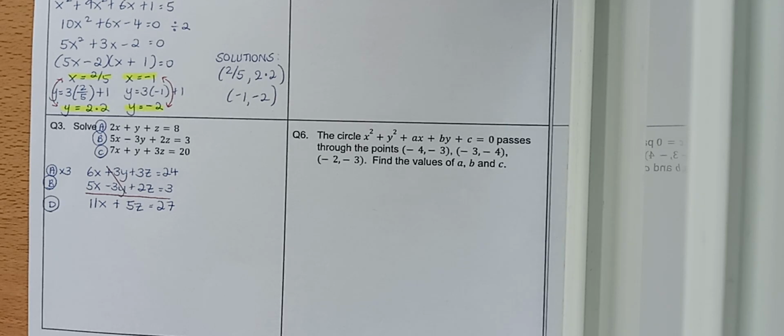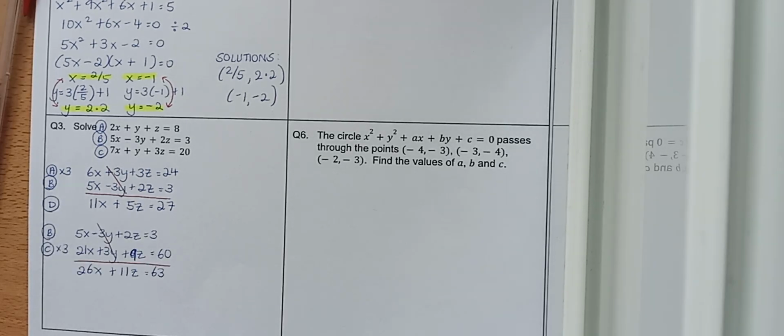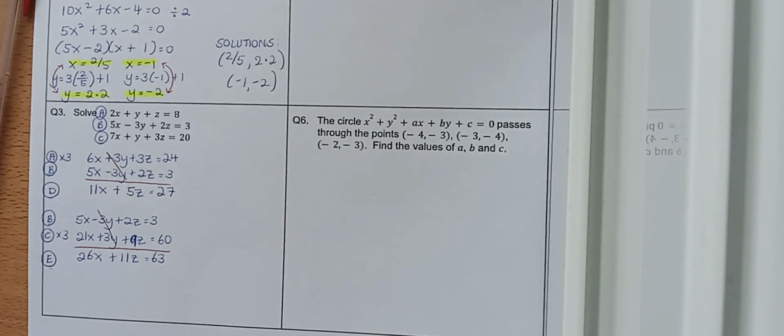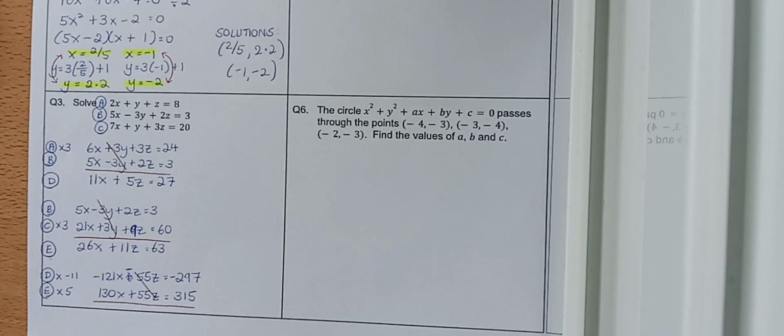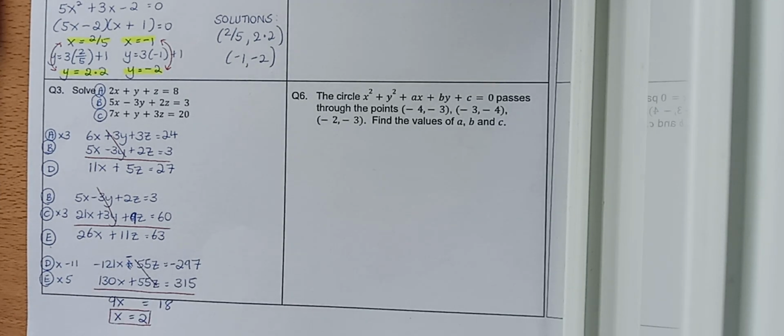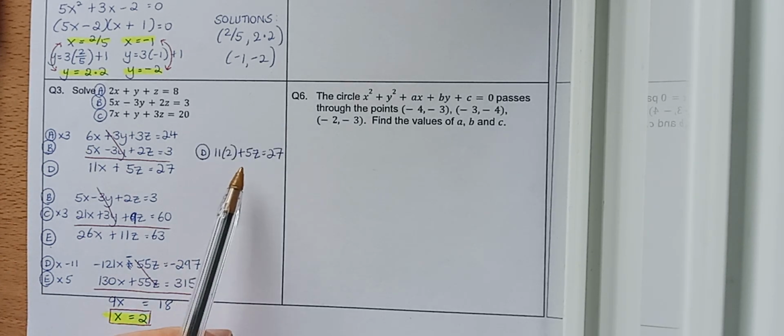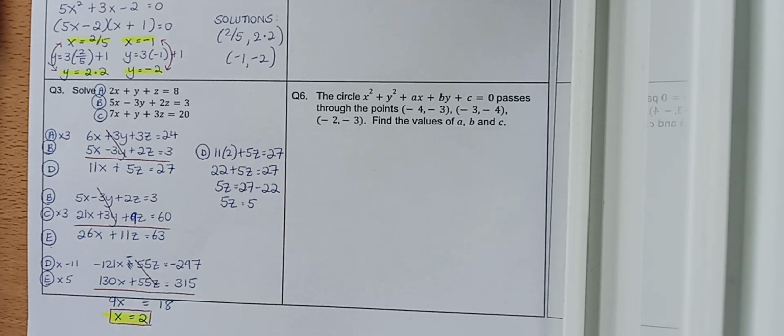And I'll call that new equation D. And I'm going to call that E. And now I'll use D and E together to figure out the values of x and z. So x equals 2 is one of my solutions. I'll sub that back into either D or E to figure out the value of z. I'm choosing to go with D here. And z is equal to 1.